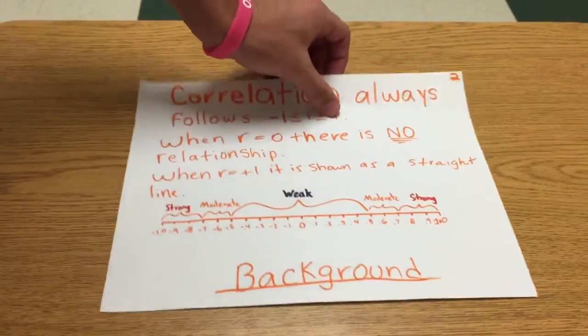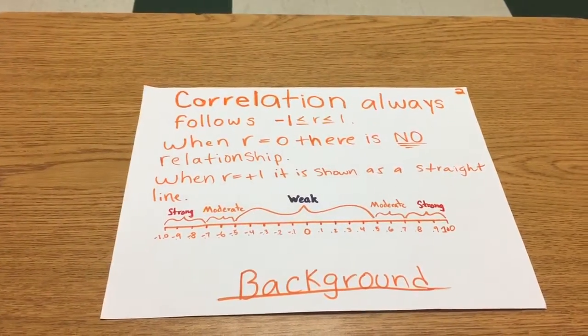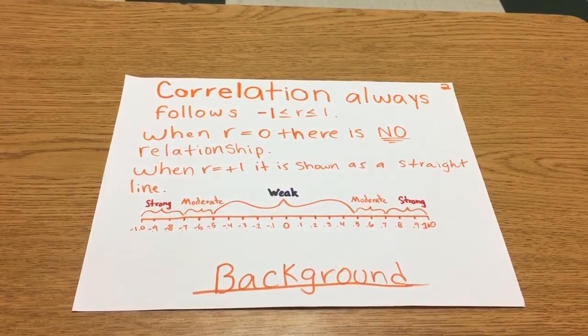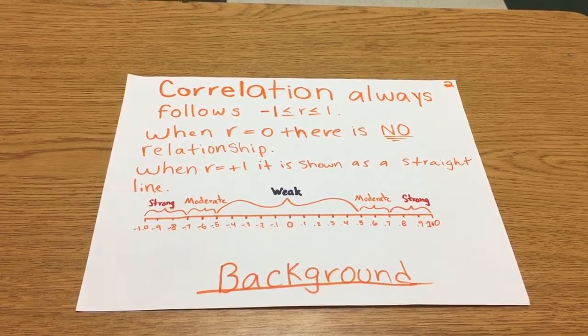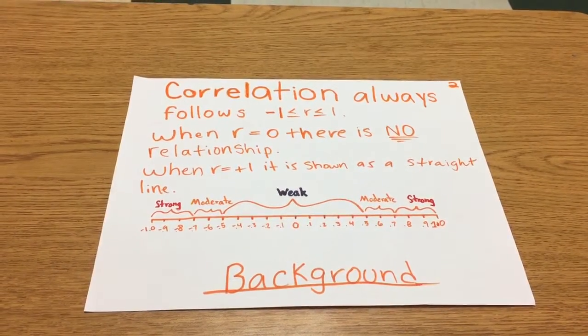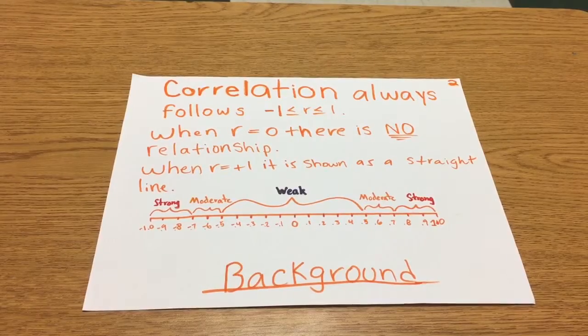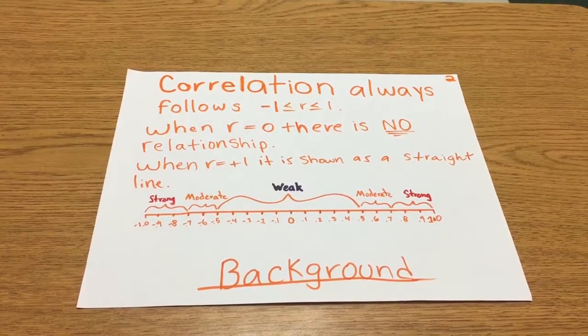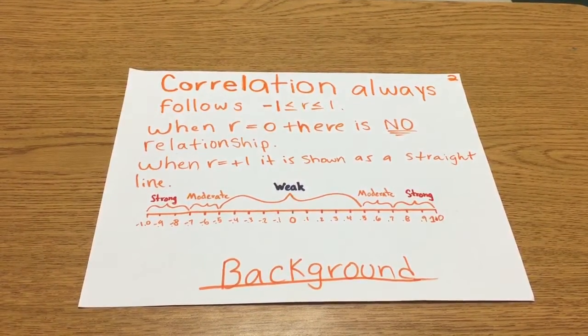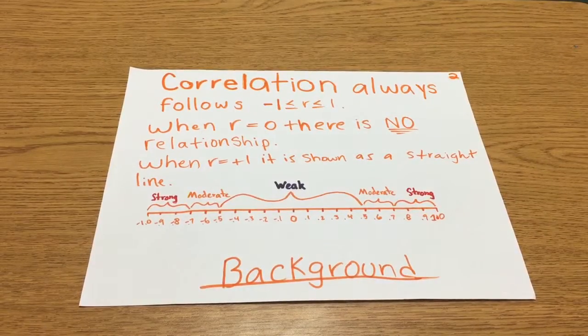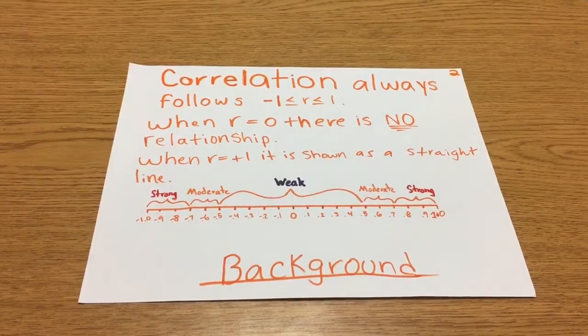Some things you should know about correlation is that the value R will always fall between -1 and 1. When R equals 0, there is no correlation between the variables. When R equals 1 or -1, it is a perfect relationship between the variables. Depending on how close to 1 or -1 R equals determines how we describe the relationship.